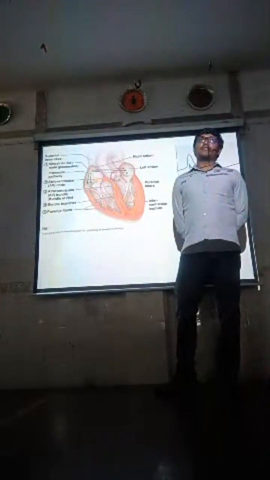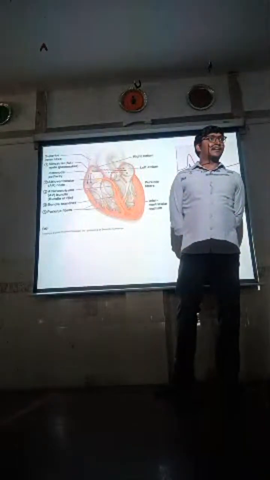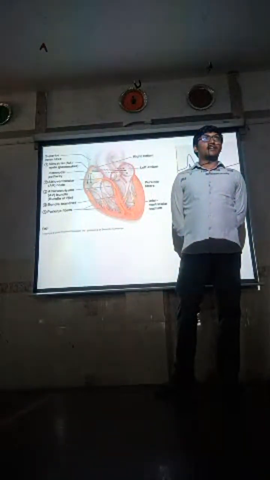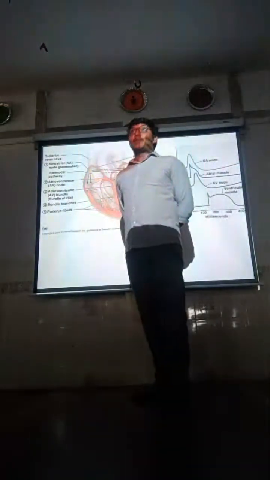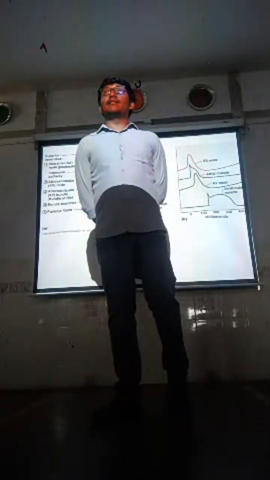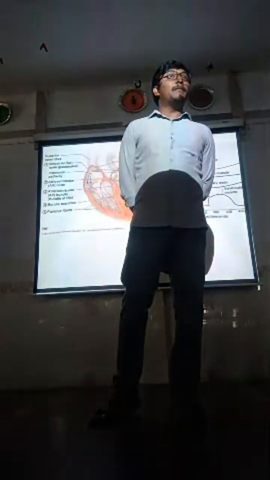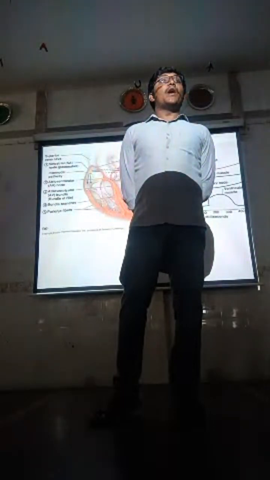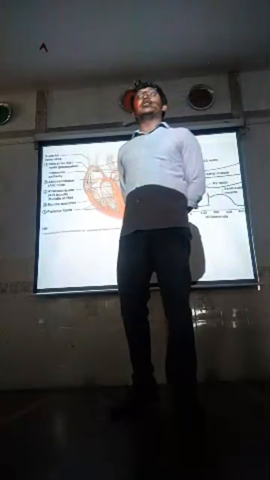What are these Purkinje fibers? They are spread throughout the ventricles, and their conduction rate is very fast, approximately 4 meters per second. Now, why does the rate have to be that fast?